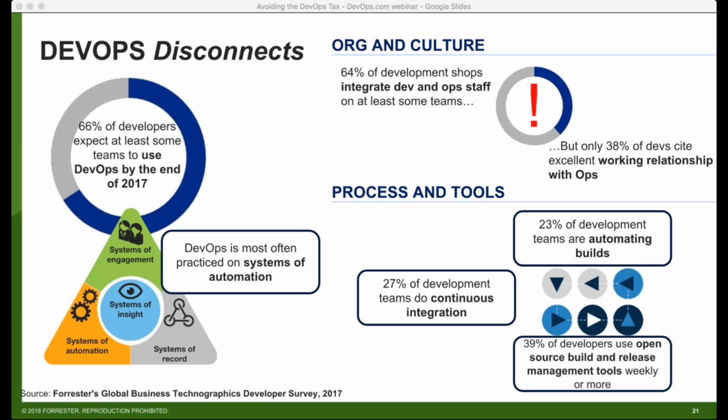And the other interesting one is on process and tools here. 23% of development teams are automating builds, but only 27% are doing continuous integration, and 39% of developers use open source and release management tools. It seems like there's so much buzz in the air that two-thirds of the world wants to be using DevOps, but the reality is that only about 25% are actually implementing it in an effective way that they feel they're actually getting something done. So there's still a lot more work to be done, and a lot more help needed to increase adoption and make it work more efficiently.